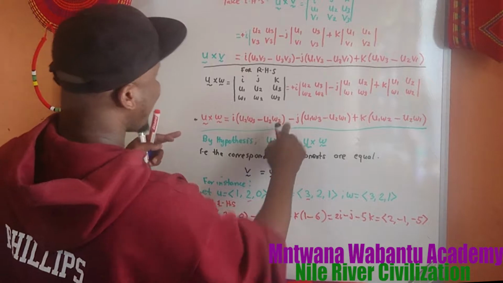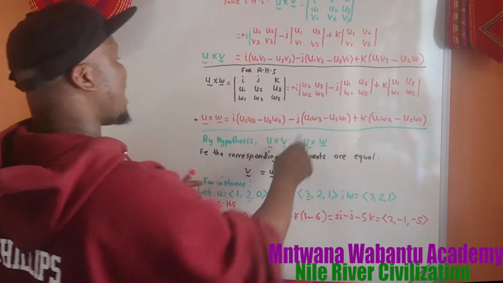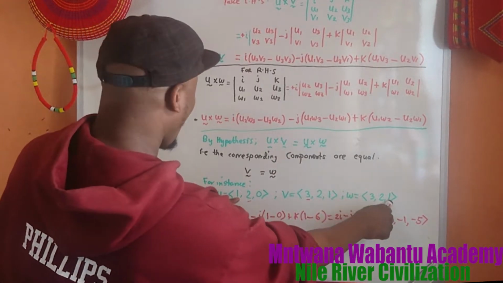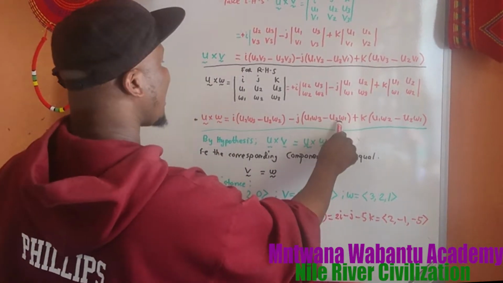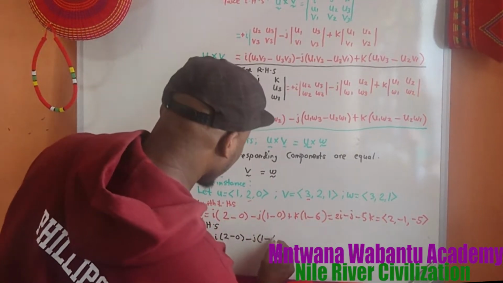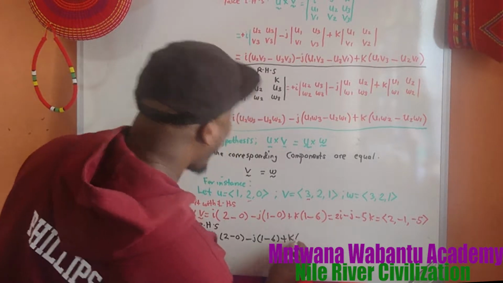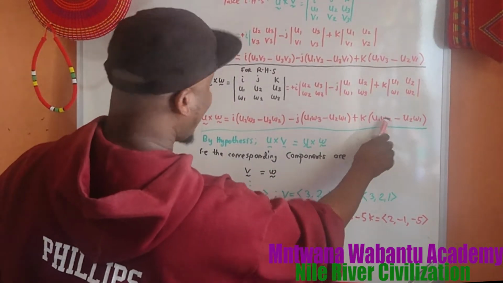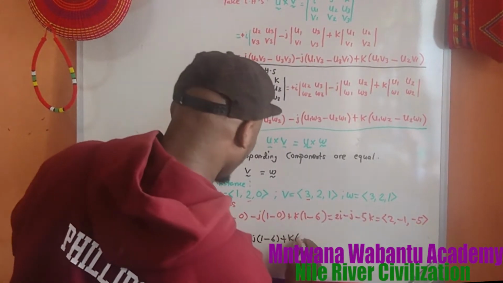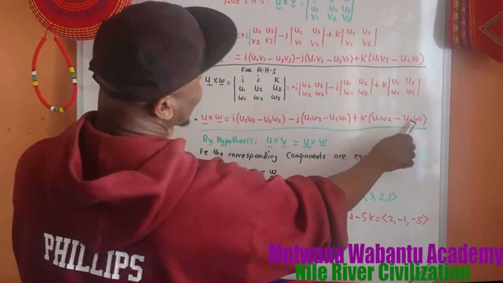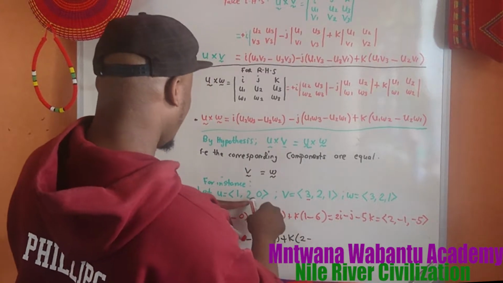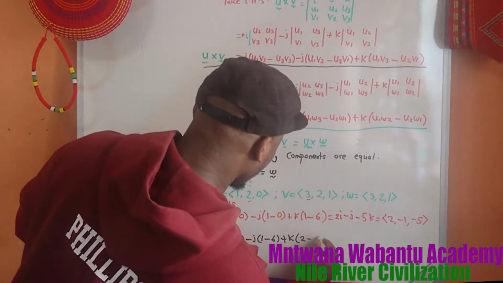Now we go for minus j. Now we go for the next one. So u1 times w3. What is u1? u1 equals 1, w3 equals 1. 1 times 1 equals 1. And then minus u2 w1. So 2 times 3 equals 6. There you go. K for the last one is going to be u1 w2. u1 is 1, w2 equals 2. 1 times 2 equals 2. Now we go minus u2 w1. u2 is 2, w1 equals 3. 2 times 3 equals 6.